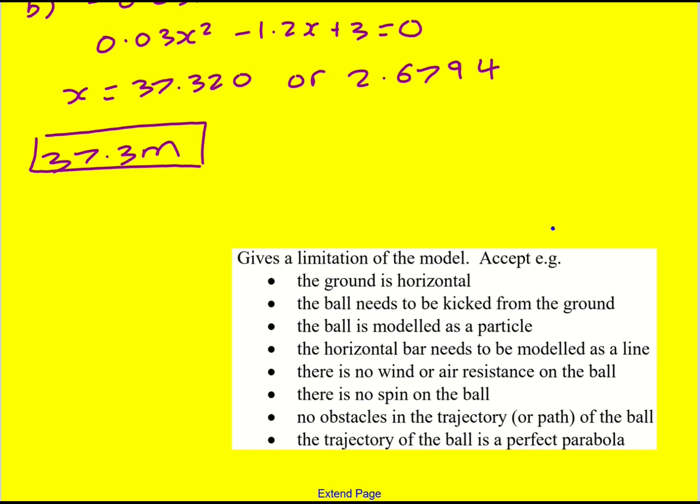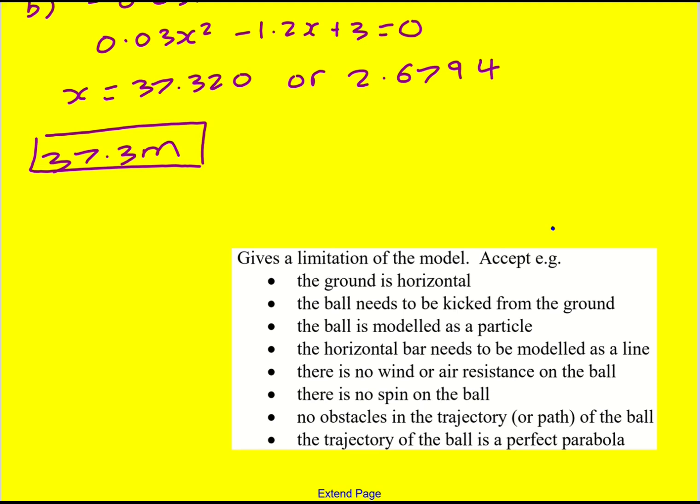It's modeled as a particle. It doesn't have dimensions and things. That does have consequences. We've modeled the bar as a line. No wind or air resistance. No spin on the ball. That was that assumption about it remaining in a 2D plane. No obstacles, and we've assumed that it's a perfect parabola. Okay, so quite a few different things that you could write down, potentially others as well.